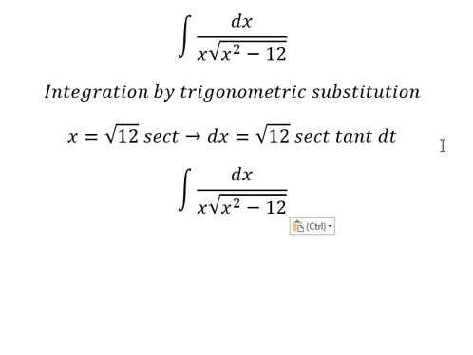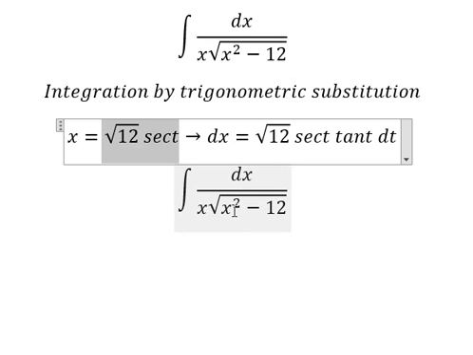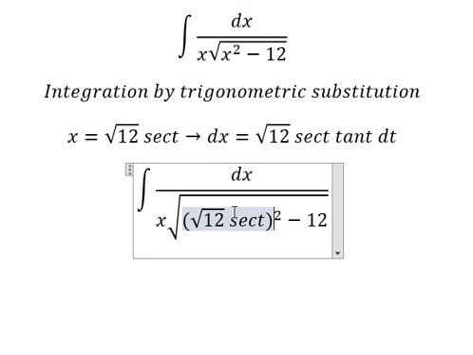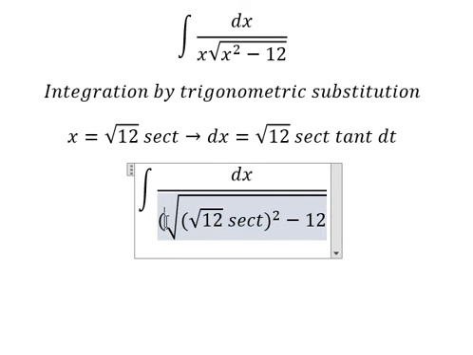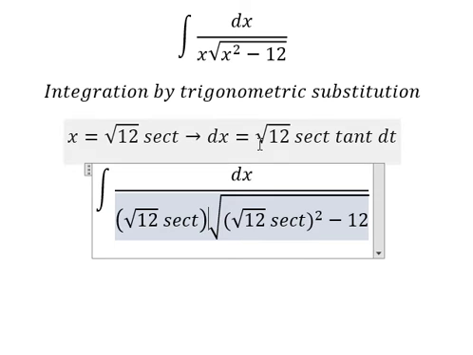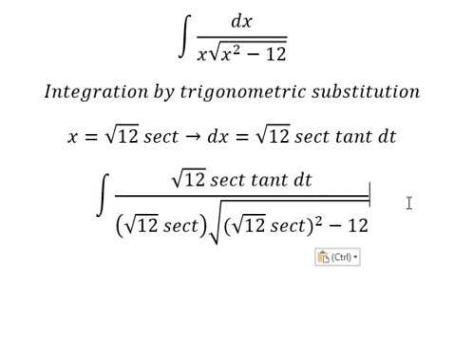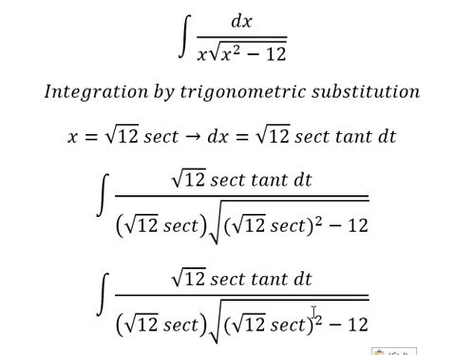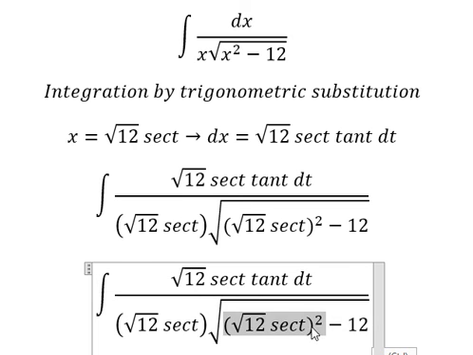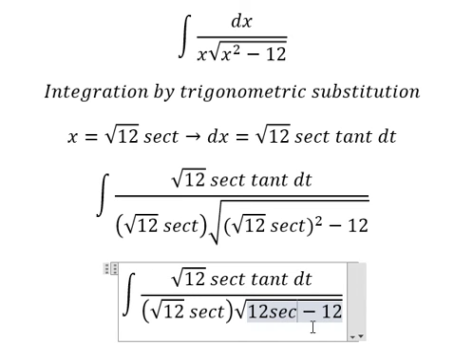Now, I will put this one here and here. ds we change to this one. So this one we have 12 secant of t squared.